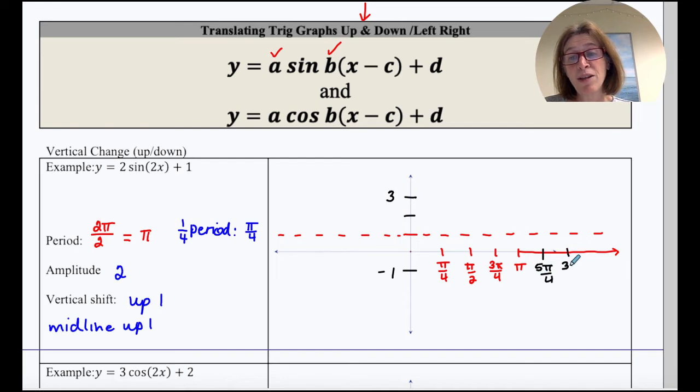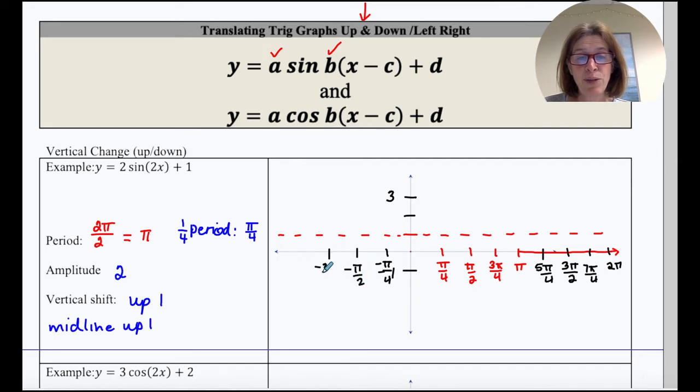6 pi over 4 would be 3 pi over 2. Then 7 pi over 4. And 8 pi over 4 would be 2 pi. I do want to also go in the negative direction, so I'm just going to go 1. So negative pi over 4, negative pi over 2, negative 3 pi over 4, and negative pi. Okay, so now we're looking at the sine graph, so we're ready to graph. Sine graph starts at the midline, right? Starts at the midline.